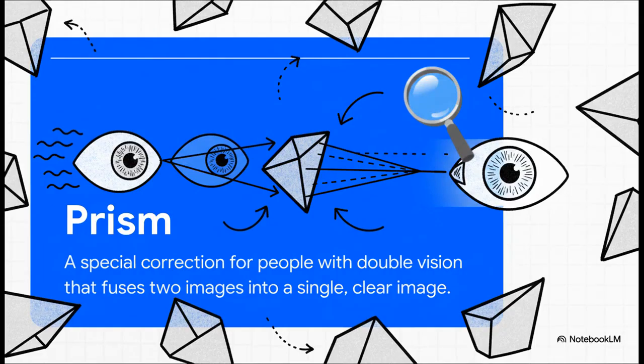Now, prism is a less common correction, but it's absolutely crucial for people who need it. It's prescribed when someone's eyes aren't working together as a team, causing double vision. The prism actually bends the light before it hits your eye, which helps your brain merge those two images into one single clear picture. Pretty cool, right?